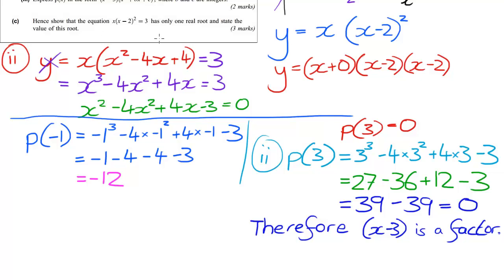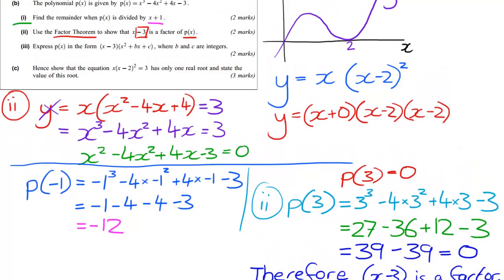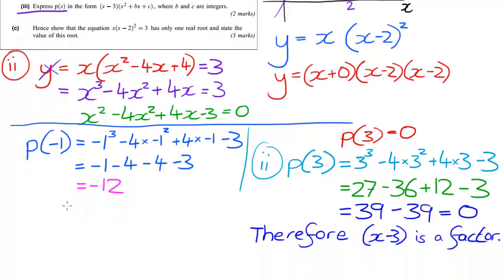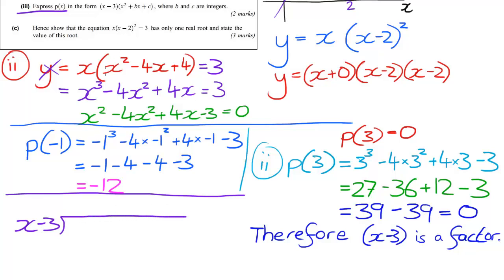So let's move on to the next question. Let me scroll back up a bit so that you can see this properly. So express our p of x in this form with an x minus 3, so that's one of our factors, and some other quadratic, some other x squared in there. And there's a few ways you can do that. The way that I choose to do it is long division. So let's draw a line under that. So what I'm going to do is say that I'm going to have x minus 3 here, and then divide my p of x.